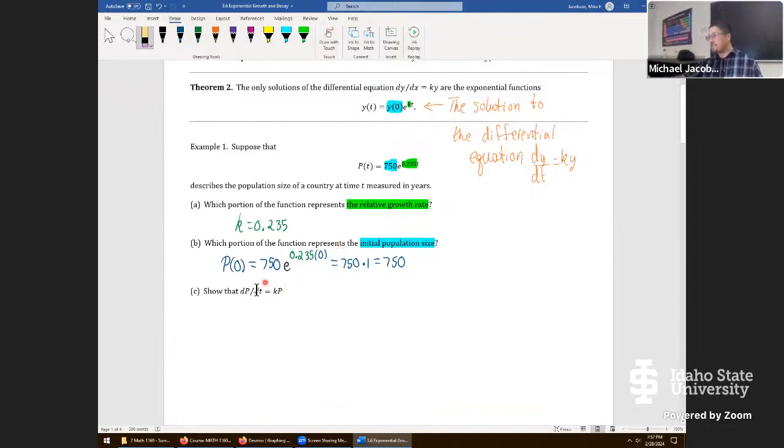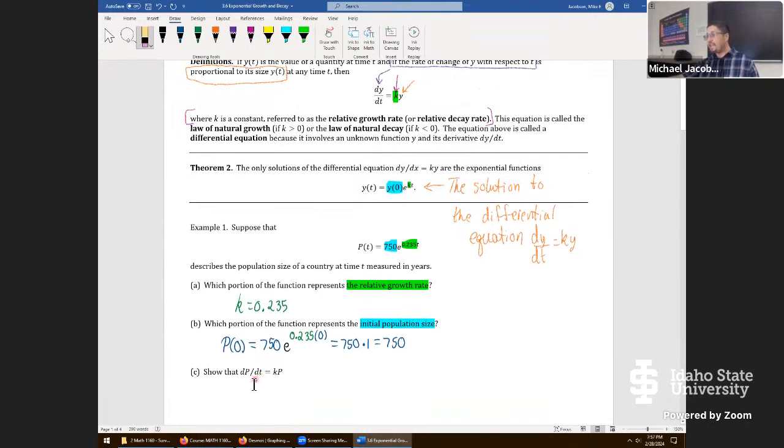Okay, now when it says this right here, we're doing something completely new. We're trying to show that that function above, P of t, really solves that differential equation down below. Let's take another look at that equation. It's the same as the one above.